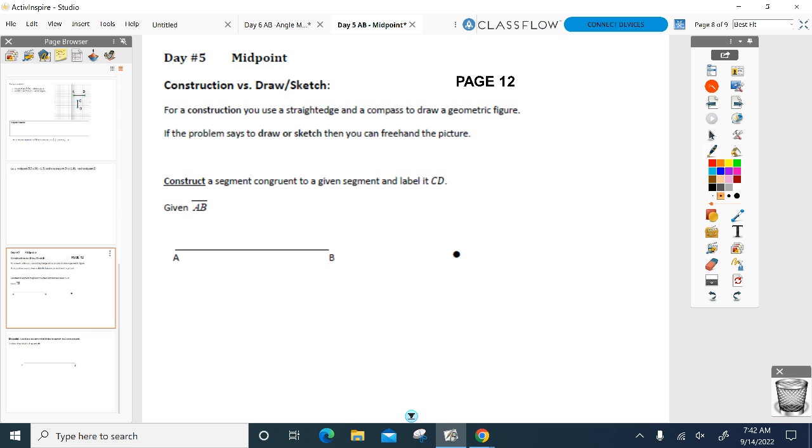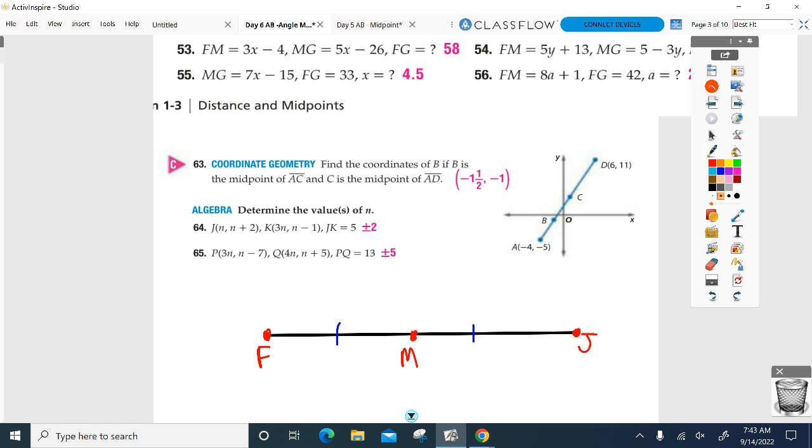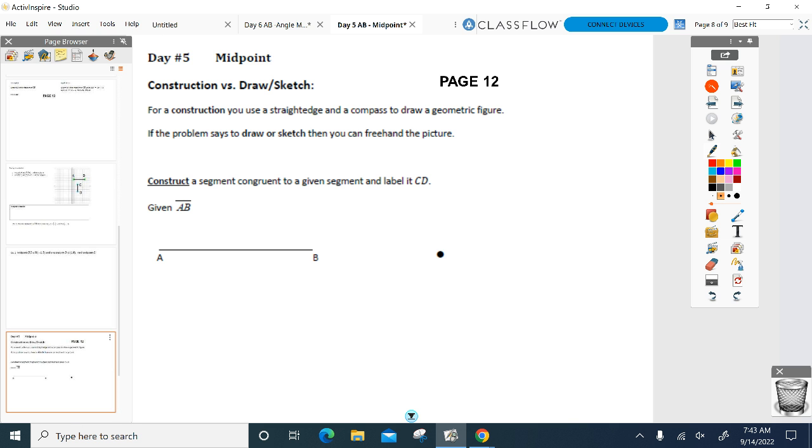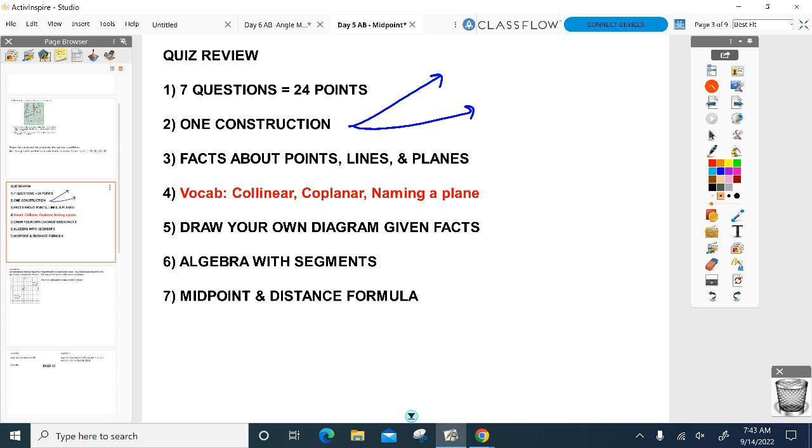What did we make? What's it called? What's this? A line? No, it doesn't have arrows. Segment? Okay, this is vocab that's clutch on Friday, right? This is a segment, and we copied it over here. So the first thing I could ask you on Friday is, where's my notes? Copy a line segment.